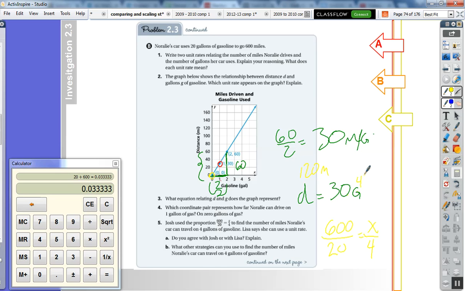Or I could look here. What did I do to 20 to get 4? Well, I multiplied it by 1/5, because that's the same as dividing by 5. I could do the same thing here, 1/5, and 1/5 of 600 does happen to be 120. And you know what? I'm going to just stick with that. All right, so that is part B.